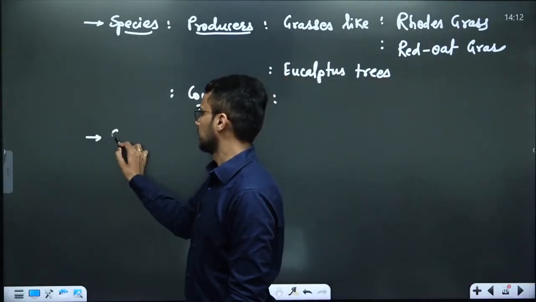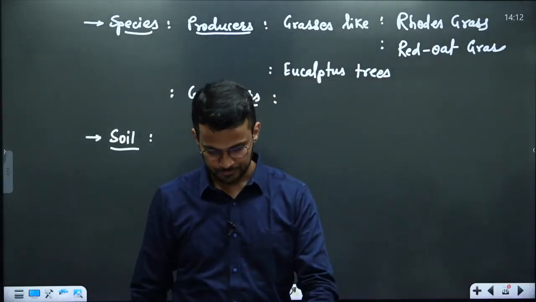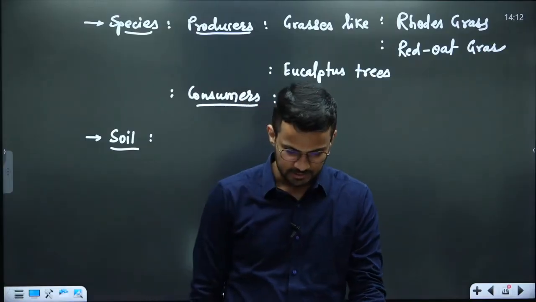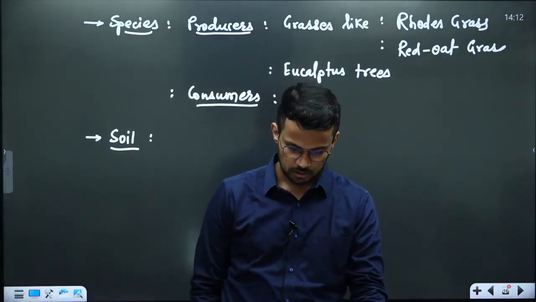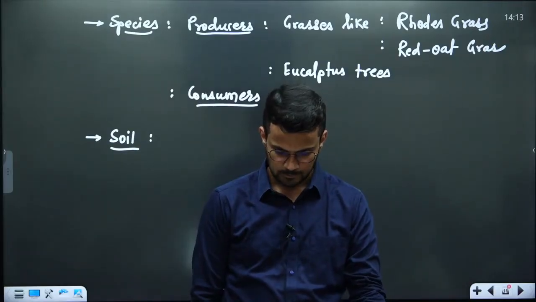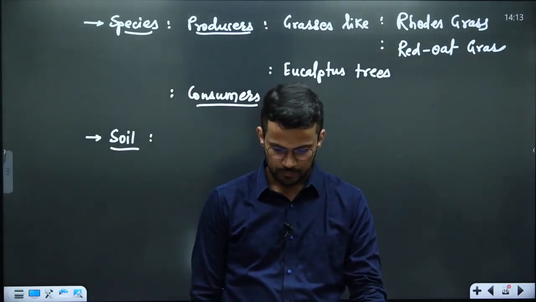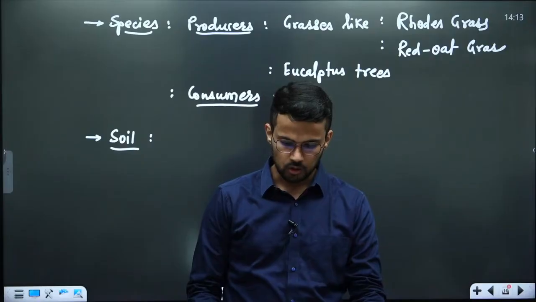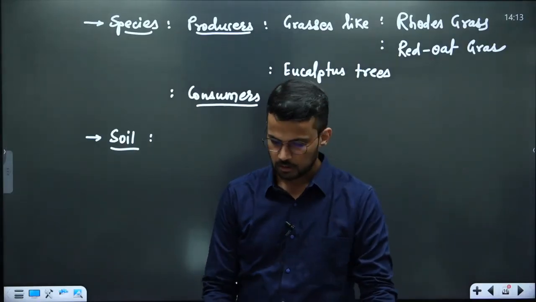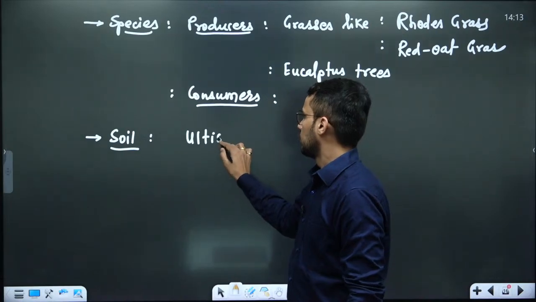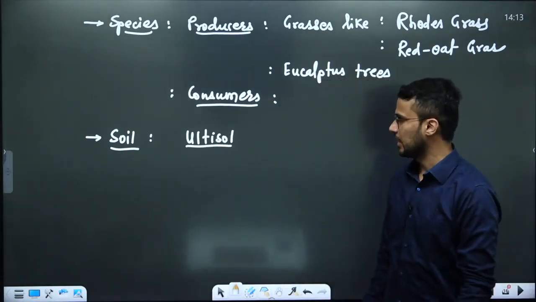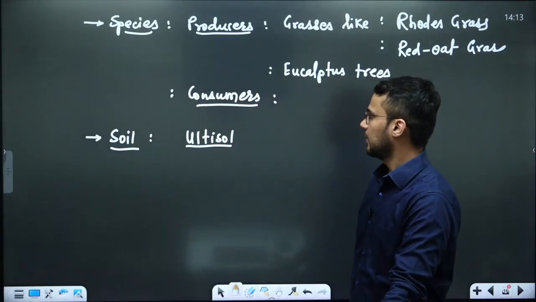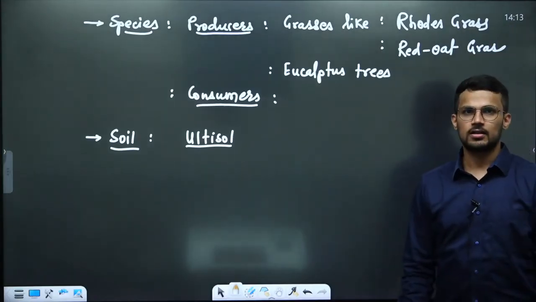Soil. Write down please. Soil. Acidic, nutrient poor, comma, poor water holding capacity soil, called Ultisol, U-L-T-I. Okay. Fine. So these are the points that you should be aware of.